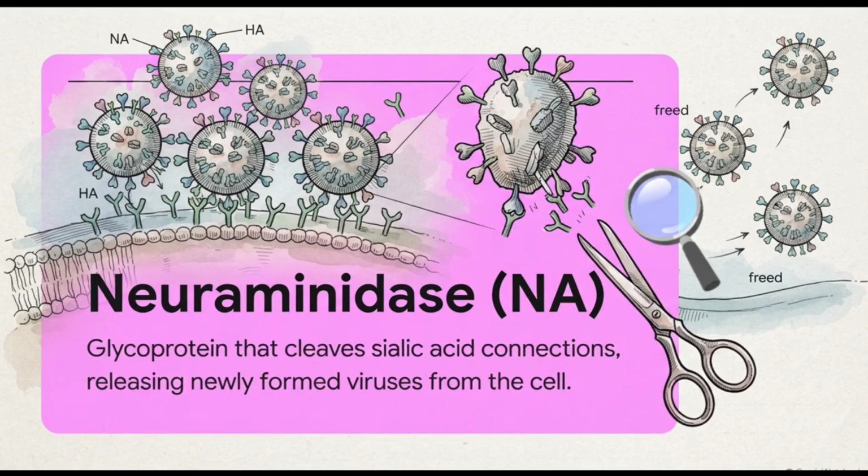Enter Neuraminidase, or NA. Once the virus has hijacked our cell and manufactured thousands of viral clones, those clones actually get stuck. They bind to that exact same sialic acid on their way out. So neuraminidase acts as the essential getaway scissors. It cleaves those sialic acid connections so the newly formed viruses can release, escape, and spread the infection everywhere else.